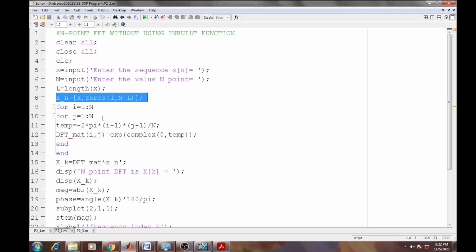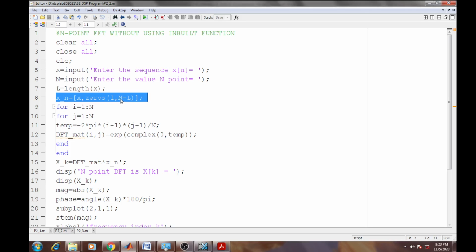If someone gives 3 variables, then what happens? I will not be able to find that particular sequence FFT. So for that I am resizing x of n. So x of n is equal to x, where x means all our variables, comma zeros. Here we are inserting zeros.